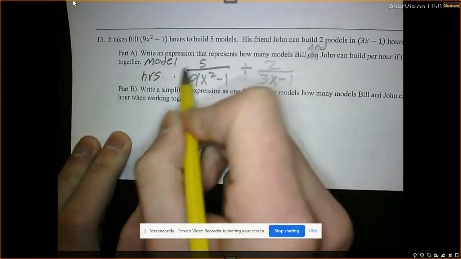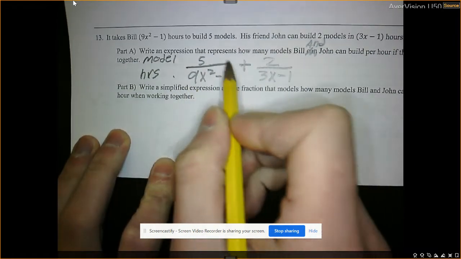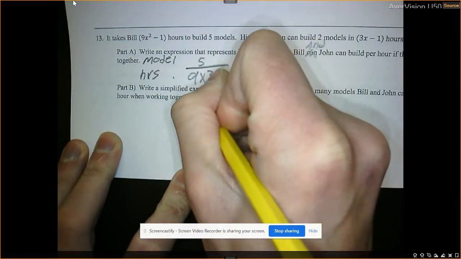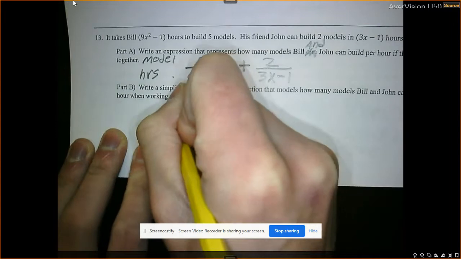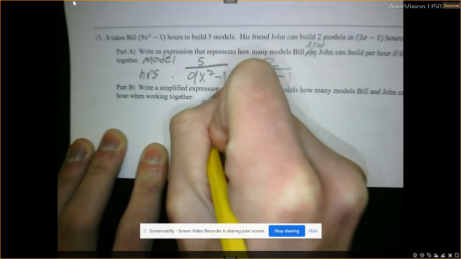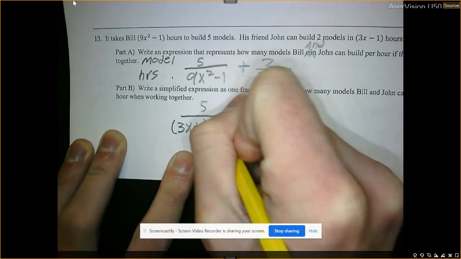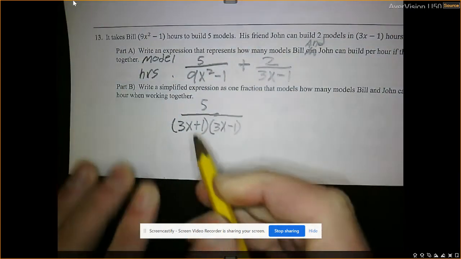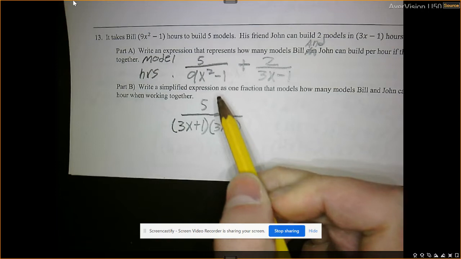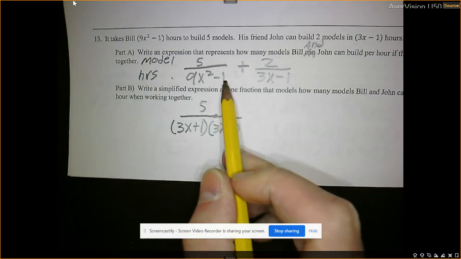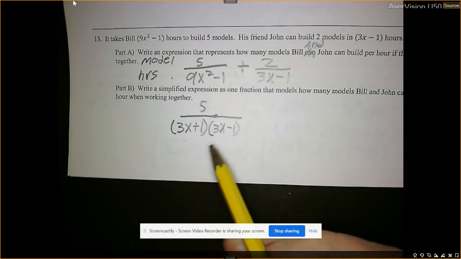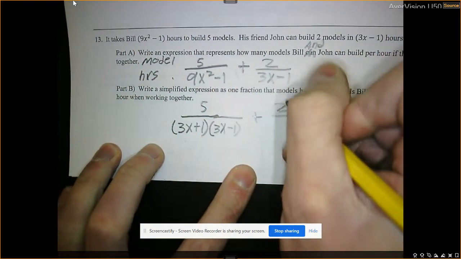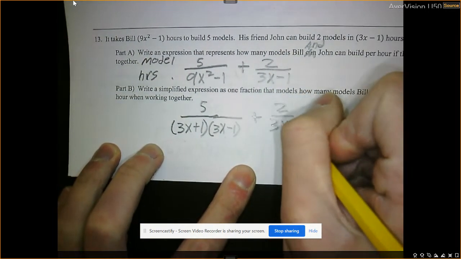But this can be factored. This is Bill's expression, so factor this out. What that factors to is 3x plus 1 times 3x minus 1. It's a difference of squares, because the square root of 9x squared is 3x and the square root of 1 is 1, so we have plus 1 and minus 1. Then we just bring down John's 2 over 3x minus 1.